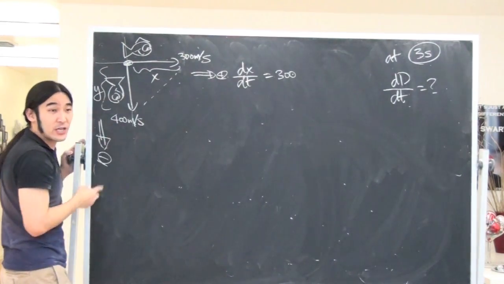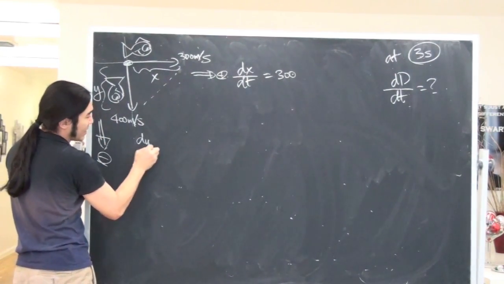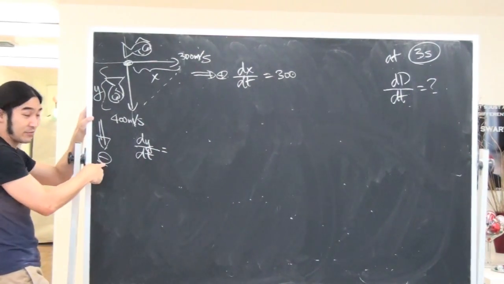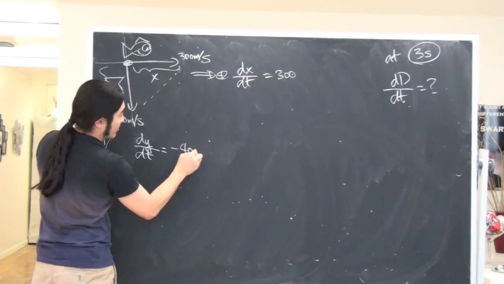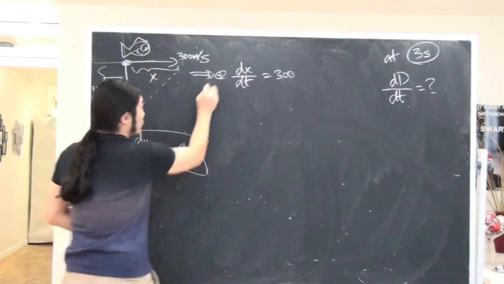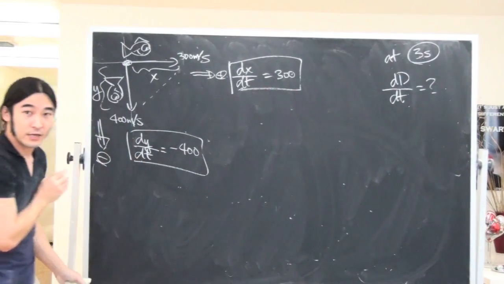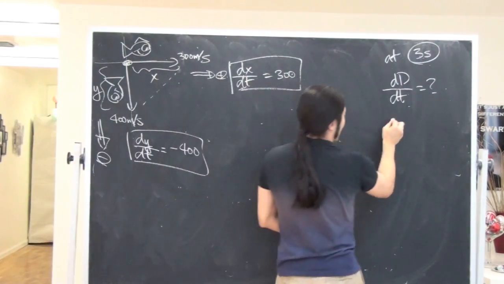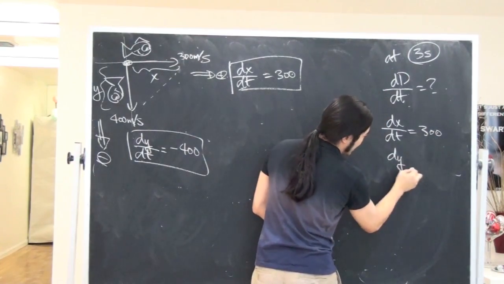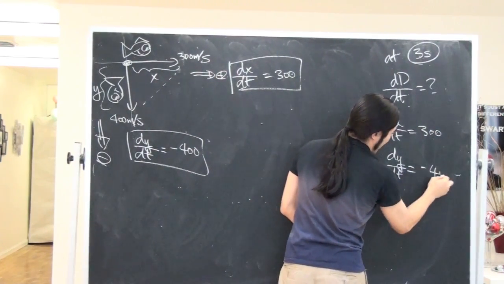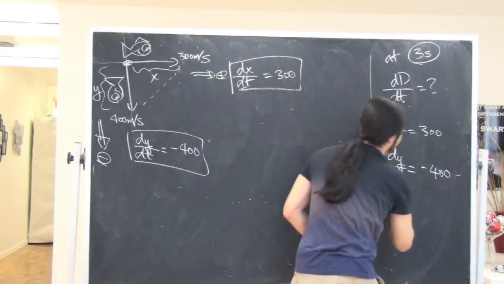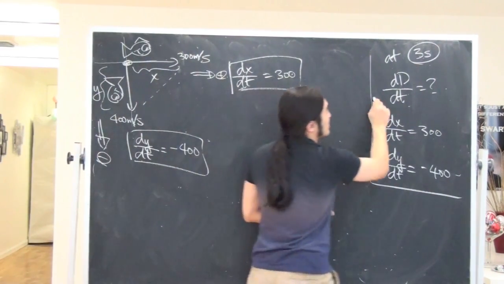Okay, let's look at the rate of change in the Y direction. The way I picked this, you can pick it any way you want, we made down negative. That should be negative 400, right? No big deal. Okay, that's set up. So again, we've translated to this: dx/dt is 300, dy/dt is negative 400. Now what am I trying to go for? I'm trying to figure out what is the rate of change of the distance between them.